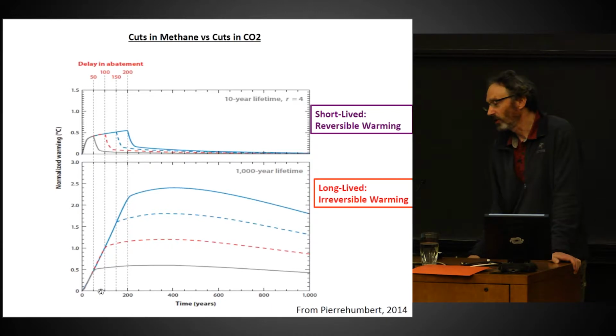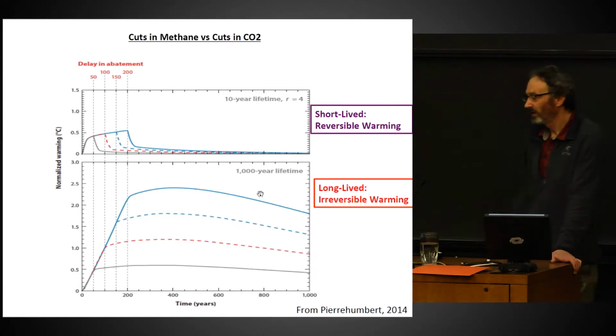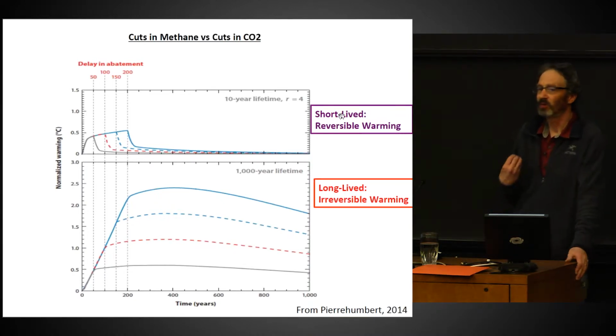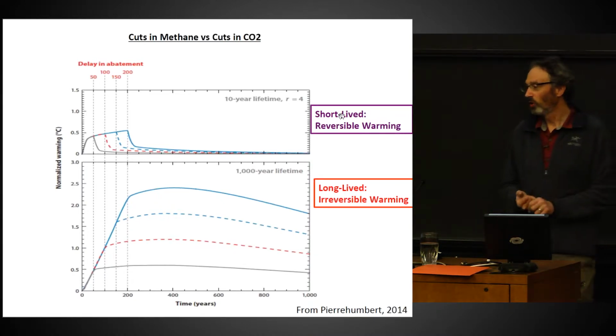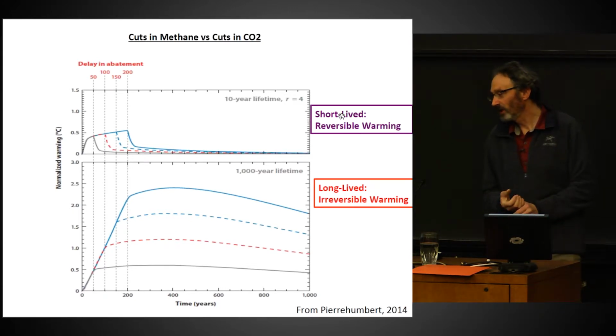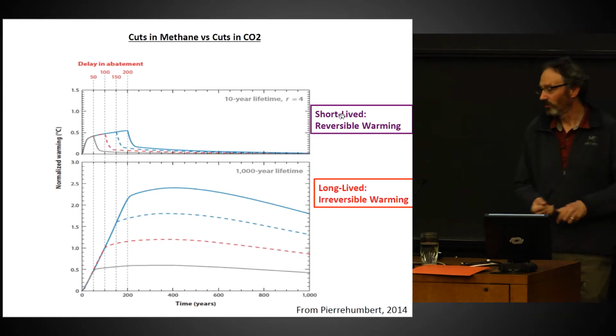On the other hand, for carbon, on these time scales, once we add carbon to the atmosphere, the carbon stays high over 1,000 years. So in this case, methane is short-lived in the atmosphere, its residence time is small, the warming's reversible. For carbon, it's long-lived, and we essentially get irreversible warming.